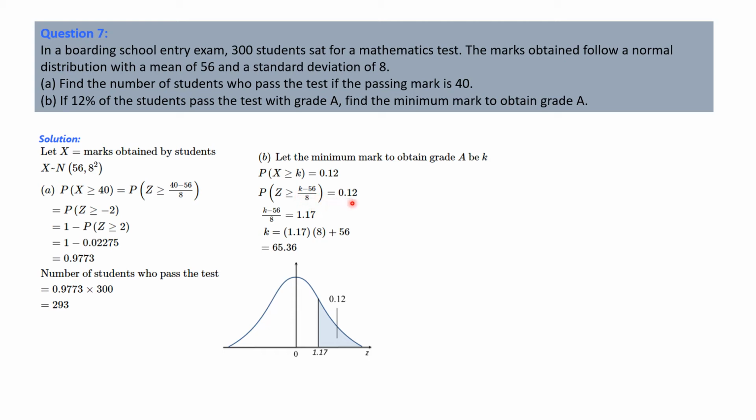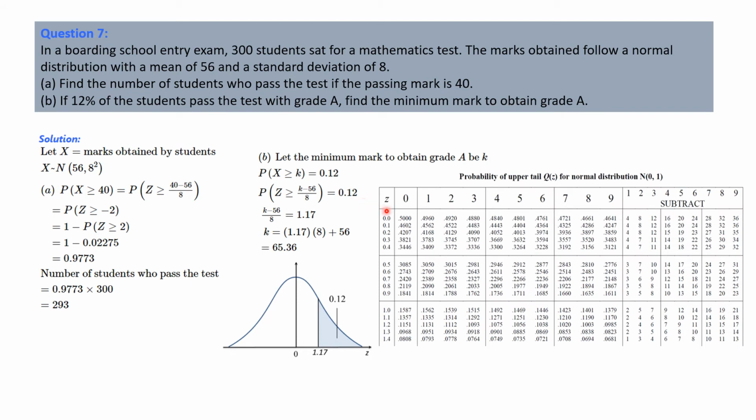Right, so from the distribution table, if the area is 0.12, the value of Z will be 1.17, by referring to the normal distribution table. So K minus 56 over 8 is 1.17. So K will be 1.17 times 8 plus 56. From there, we get the value of K is 65.36. Thus, the minimum marks to obtain the grade A is 66.